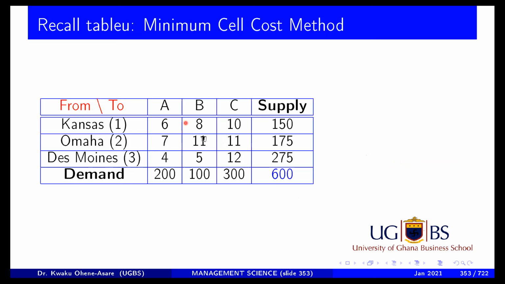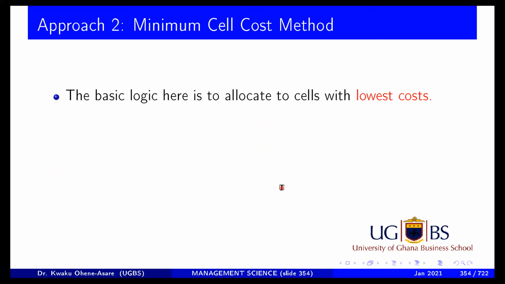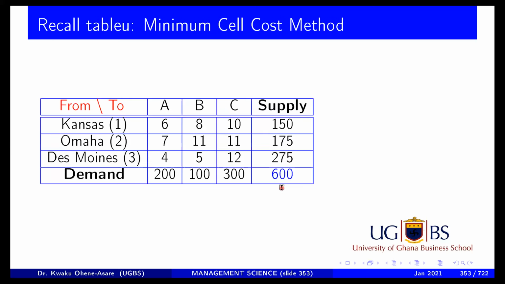So coming back, we still have our transportation table here. You can see that all the costs are there, and we have our supply, and then we have our demand, everything as it is. Now, the logic here is to allocate to cells with the lowest cost. So don't just allocate, but give it to the cells that have the lowest cost.